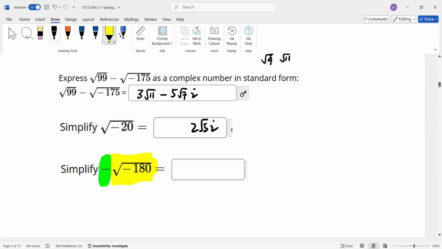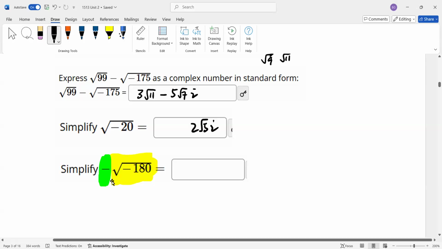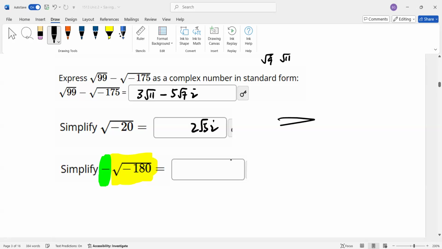You want me to do it? So this expression is a negative of the yellow, right? Or you can understand the green negative sign as opposite, or just negative sign. We want to handle the yellow part first. The yellow part is square root of negative 180. We can rewrite that as square root of 180i, right? And then let's simplify square root of 180.